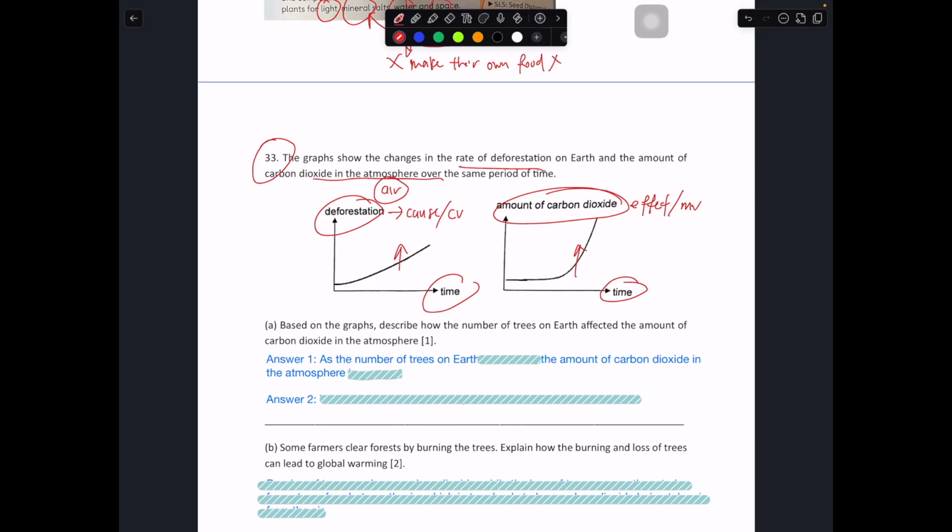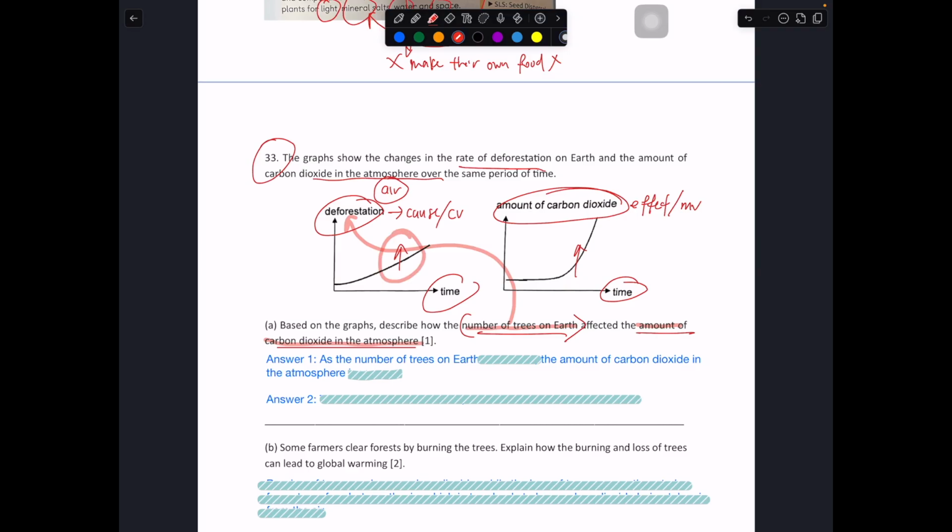So based on the graph, describe how the number of trees on Earth affects the amount of carbon dioxide in the atmosphere. And notice this: number of trees versus the amount of carbon dioxide in the atmosphere. These are the labels that have been given to you. So as much as possible, try to use these labels. Number of trees represents this. Okay, deforestation. So when deforestation increases, do you have more or fewer trees? Okay, you will have fewer trees.